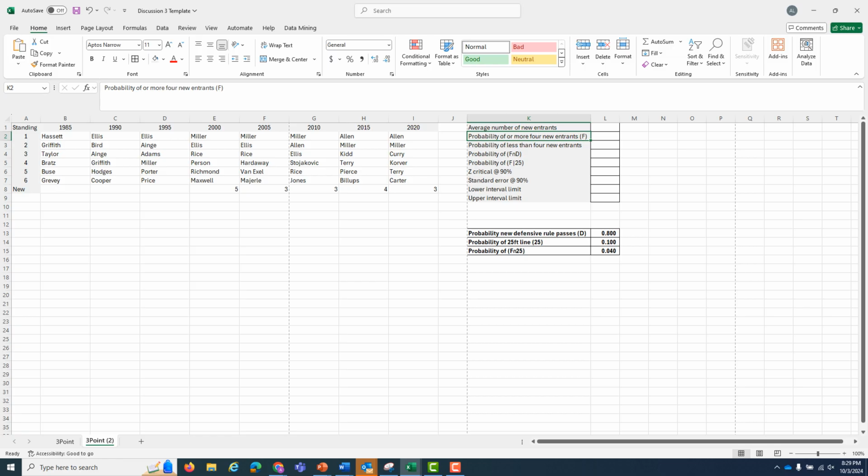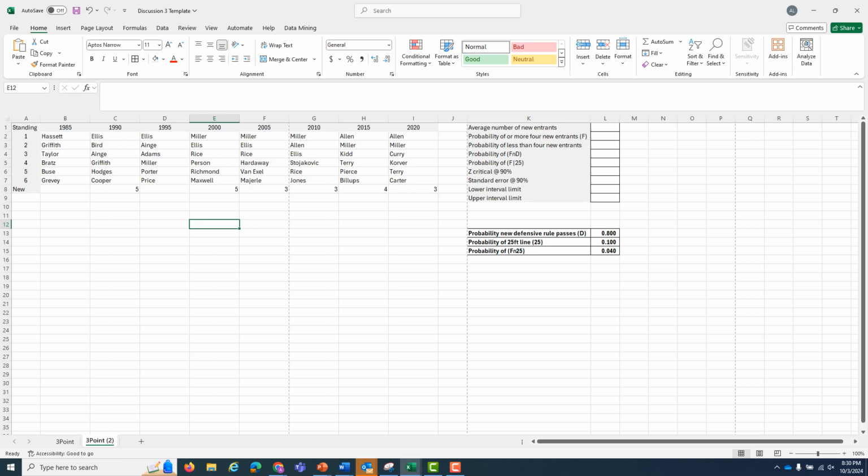The first thing we're asked to find is what is the average number of new entrants? Well, what's a new entrant? It's somebody that's on the list for this year that wasn't there in the period before. So here we can go through 1990 and see who's on the list that wasn't here the last time that we checked in 1985. Ellis, new name, so that's one new entrant. Bird, new entrant. Ainge, not here as well, new entrant. Griffith, oh, he was there, so he's the only holdover so far. And Hodges and Cooper, they're all new entrants. So in 1990, 5 new people entered the top 6 all-time made 3-pointers.